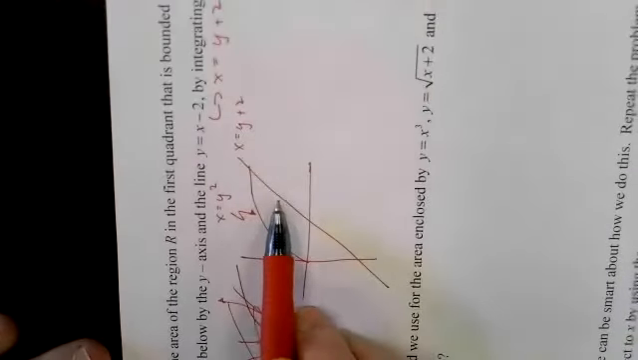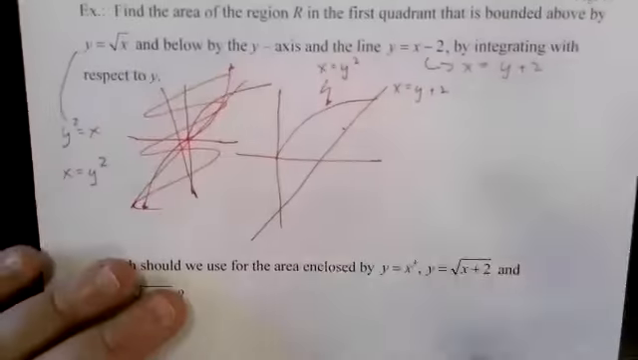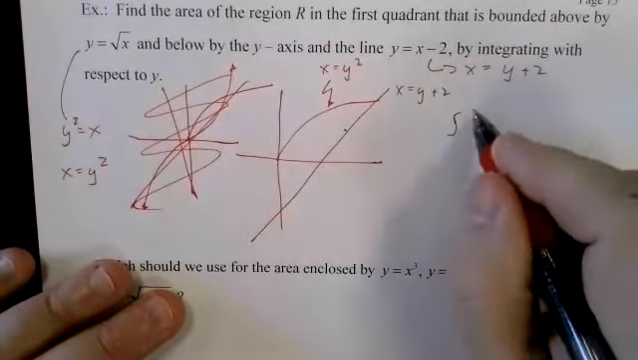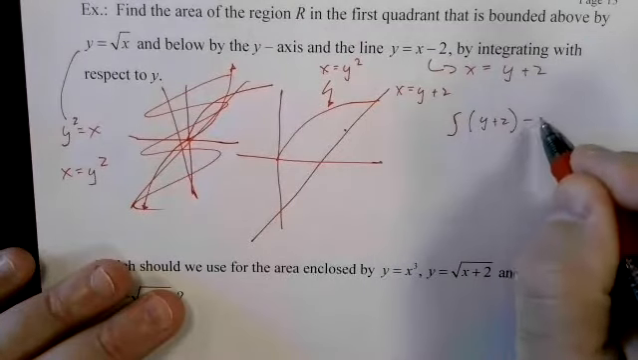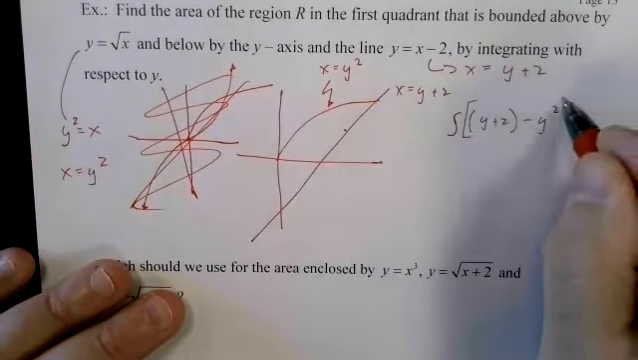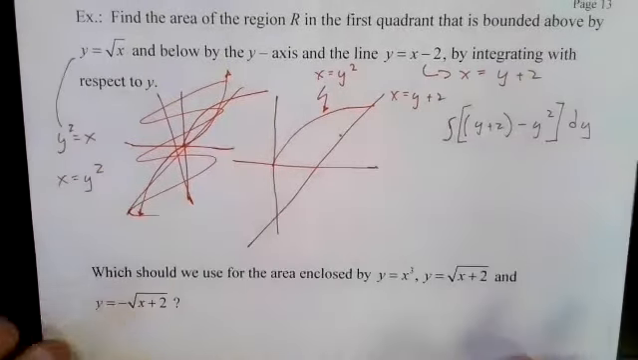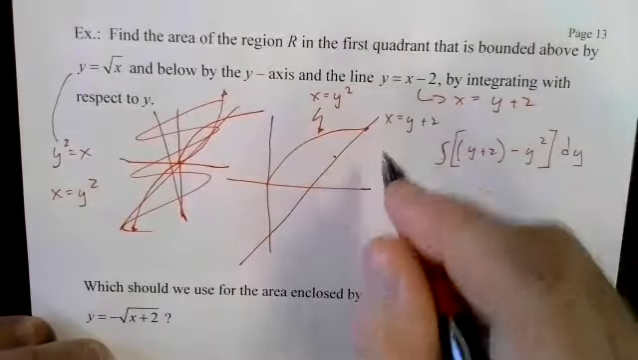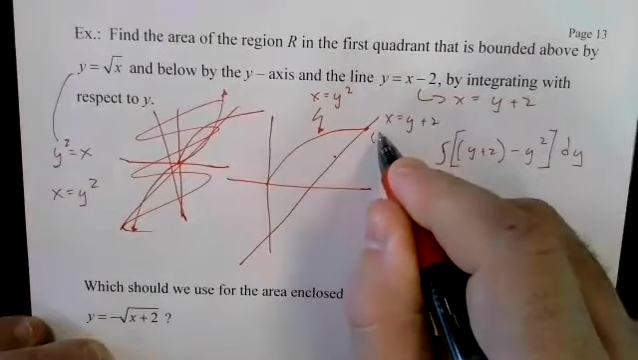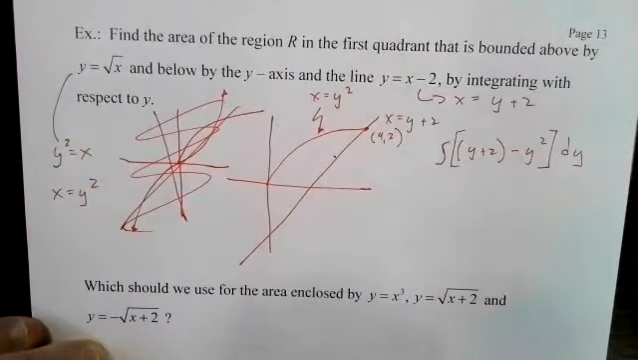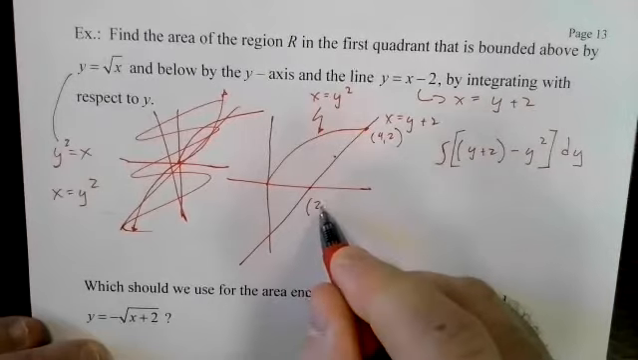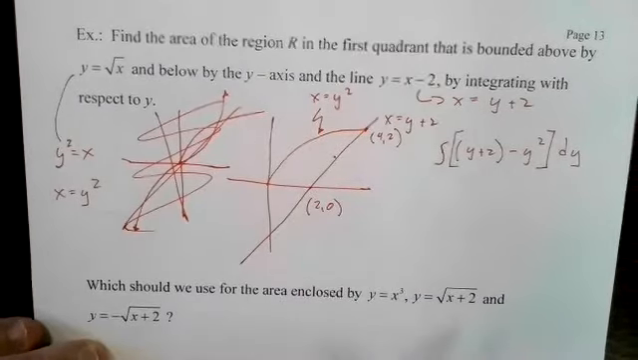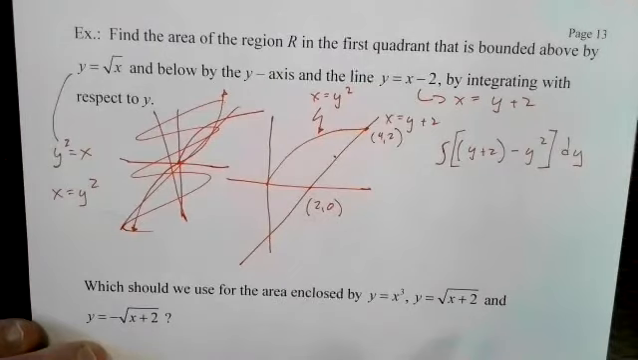Now, when we turn it sideways, this one's above. So, the integral of y plus 2 minus y squared with respect to y, and be very, very careful here. What are our limits? I don't know. Remember, this point was 4, 2. This point was 2, 0. Got to think now.